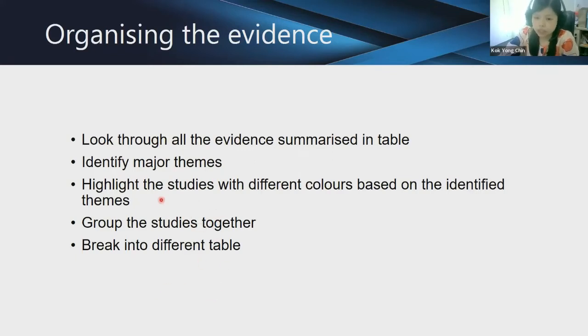Okay, you can use the highlight function. For example, you can highlight the positive outcomes in certain colors and the negative outcomes in other colors, so you can rearrange them easily. You group all the studies together and then you can bring them into a different table. So these are the steps that you can do.